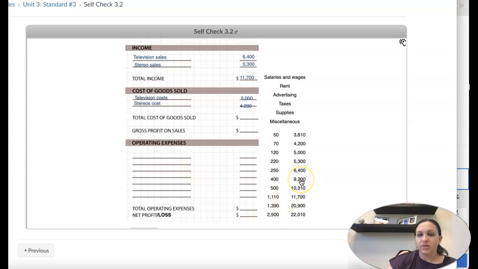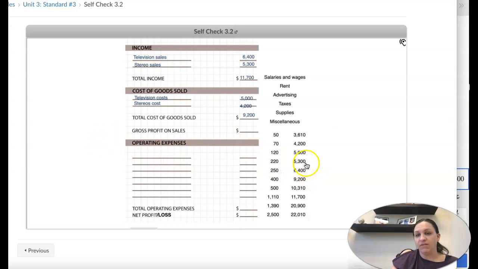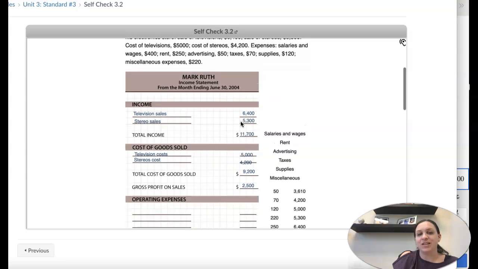So $9,200. Gross profit on sales. So this gross just means pre-tax, and we have our cost of goods and then our income. So it's saying, what are we making? If we take our profit, but then we have to pay the bills. We got to pay for this stuff. Minus $9,200, we're actually only making $2,500 after we pay for the TVs and the stereos. Okay, you got to buy the stuff before you sell it.